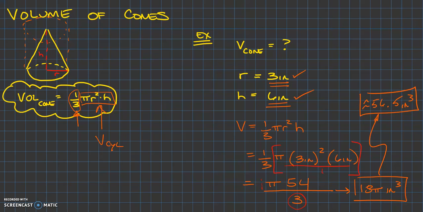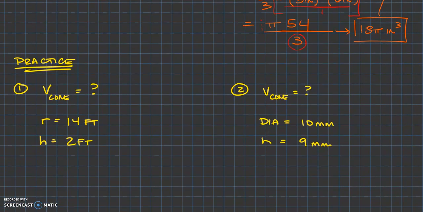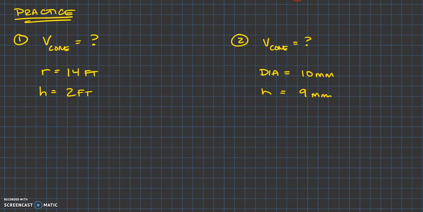As you can tell, it's the exact same as a cylinder. You're just simply multiplying by 1/3. This part right here, actually doing something with that 1/3, can be the challenging part. So what I want you to do, I've given you a couple of practice problems. I encourage you to pause the video and give these a shot.